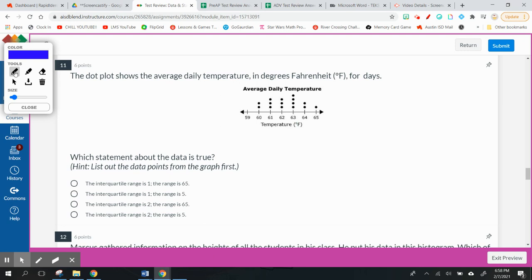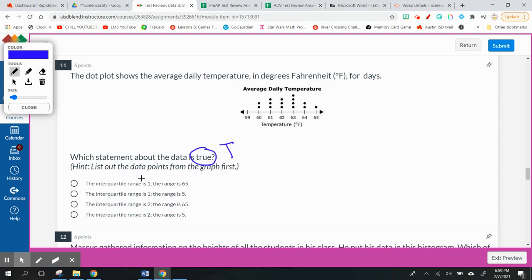The dot plot shows the average daily temperature in degrees Fahrenheit for various days. And so we can see that, right? Temperature along the bottom, 60 degrees, 61, 62, 63, and so on. And our dots represent the various days that were that temperature. Which statement about the data is true?